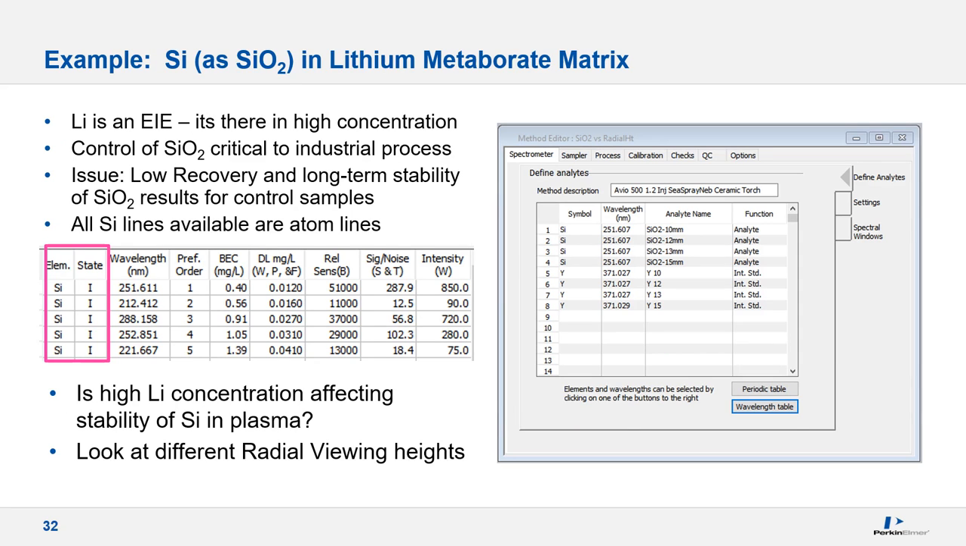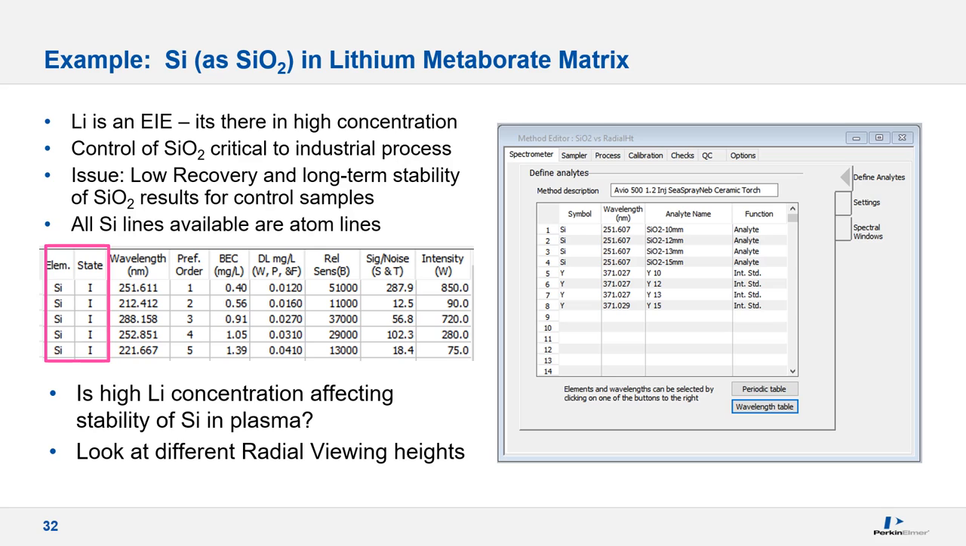Our example is the determination of weight percent levels of silicon reported as silicon dioxide in a lithium metaborate sample matrix. Lithium is an EIE and it is there in high concentrations. Control of the silicon dioxide is critical for our industrial process. The issue reported is the control samples are reporting low recoveries with poor long-term stability with RSDs greater than 0.2%.